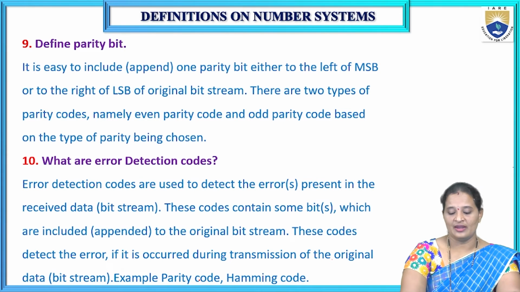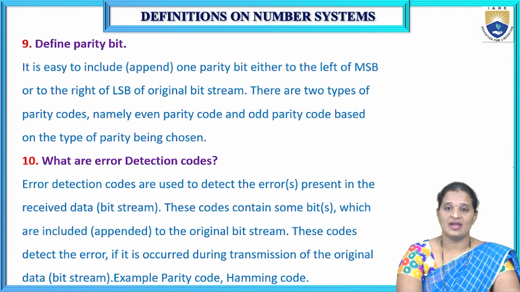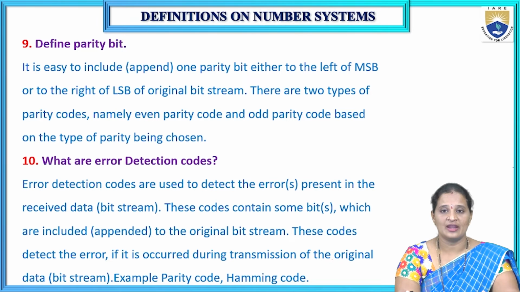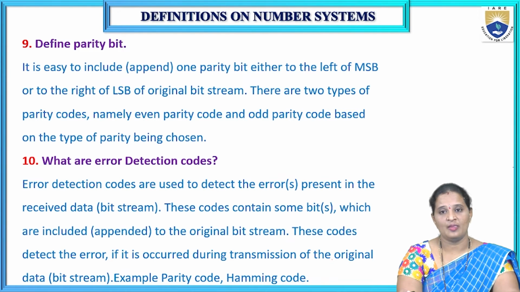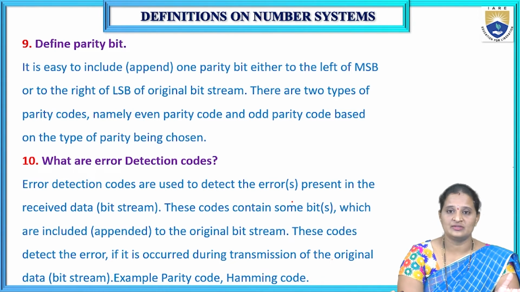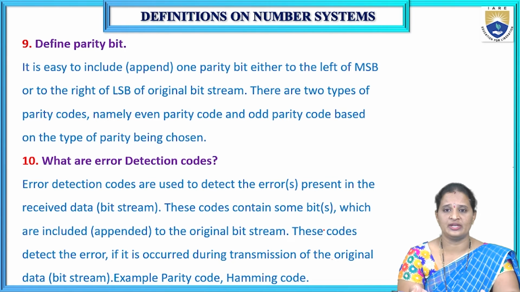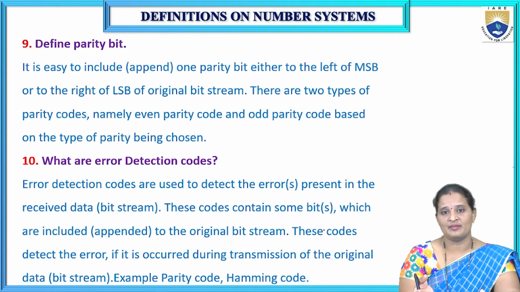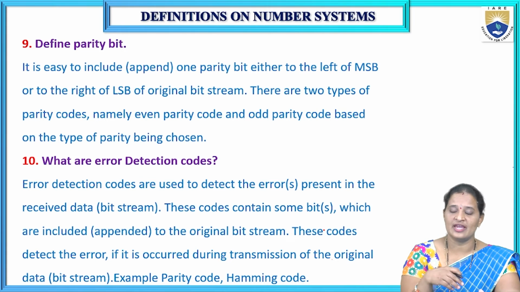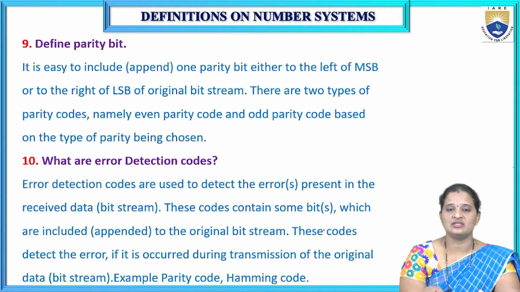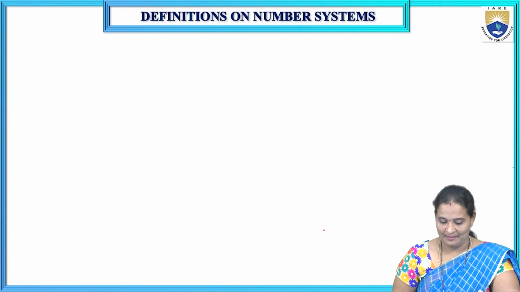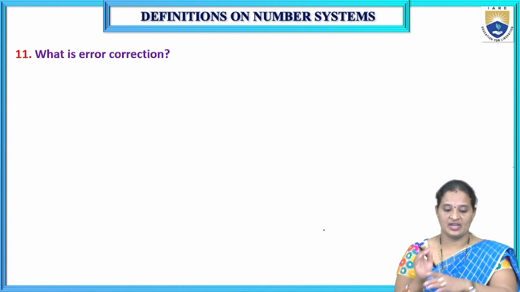So error detection and correction codes are the codes which are used to detect and correct the errors present in the received data, and these codes contain extra bits which are added along with the original bit stream, such that they are able to detect the errors. While the message is being transmitted, due to some noise, there may be some errors. In order to detect them, we will be appending some extra bits. Based on this, we have two types of codes: parity code and Hamming code. So that is about error detection and correction codes.